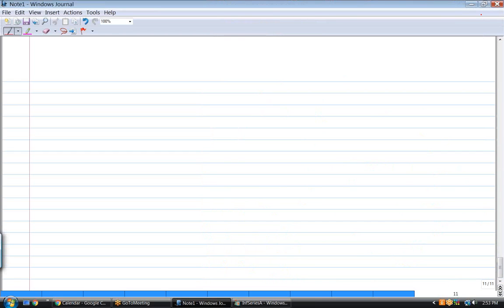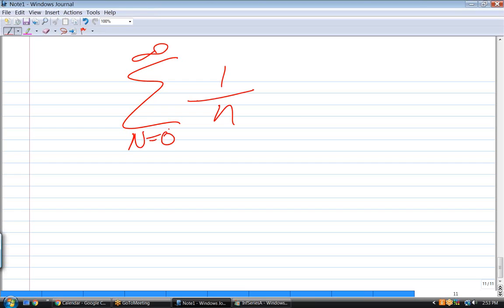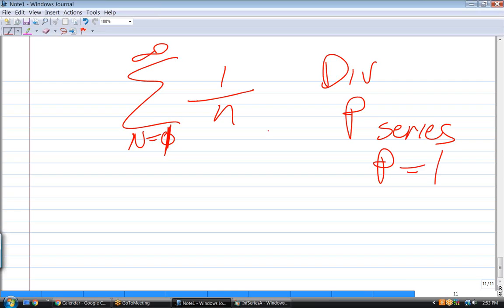One other thing I was thinking about, as long as we have just a minute or two. Convergent or not? Not. Or correct. Yeah, convergent. No, it's divergent because it's a p-series, and p is equal to 1. In other words, there's a 1 right there. And as long as p is equal to or less than 1, it's a divergent series.